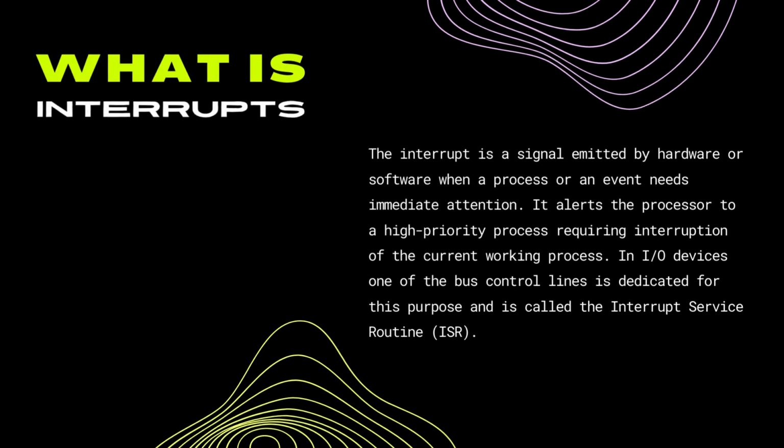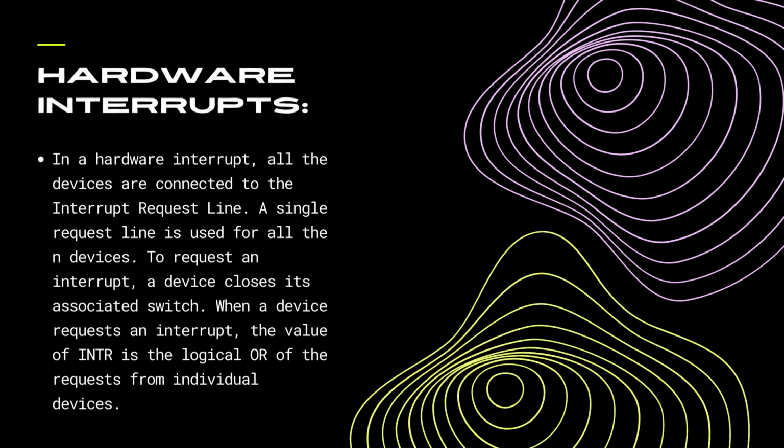So generally, what is an interrupt? An interrupt is a signal from a device attached to a computer or from a program within the computer that requires the operating system to stop and figure out what to do next. In input output devices, one of the bus control lines is dedicated for this purpose and is called the interrupt service routine, generally called ISR. It alerts the processor to a high priority process requiring interruption of the current working process. So I think you have a better understanding of what an interrupt is.